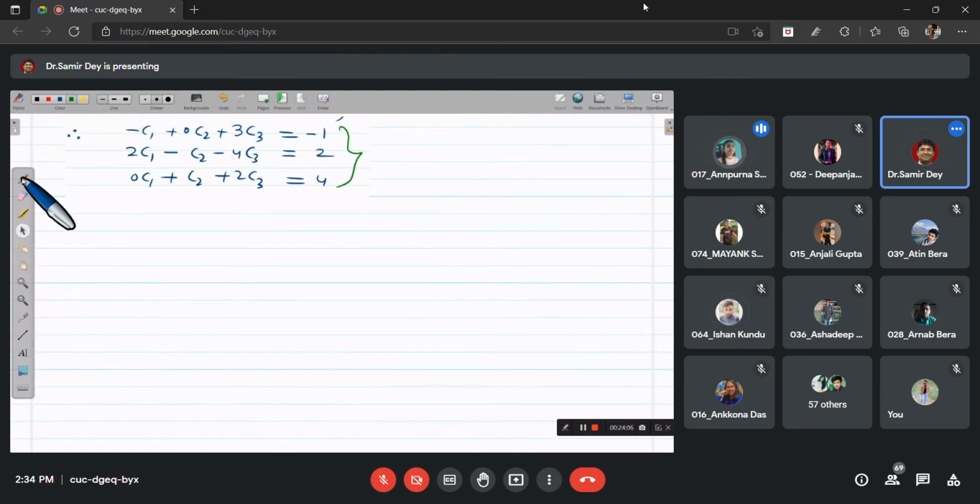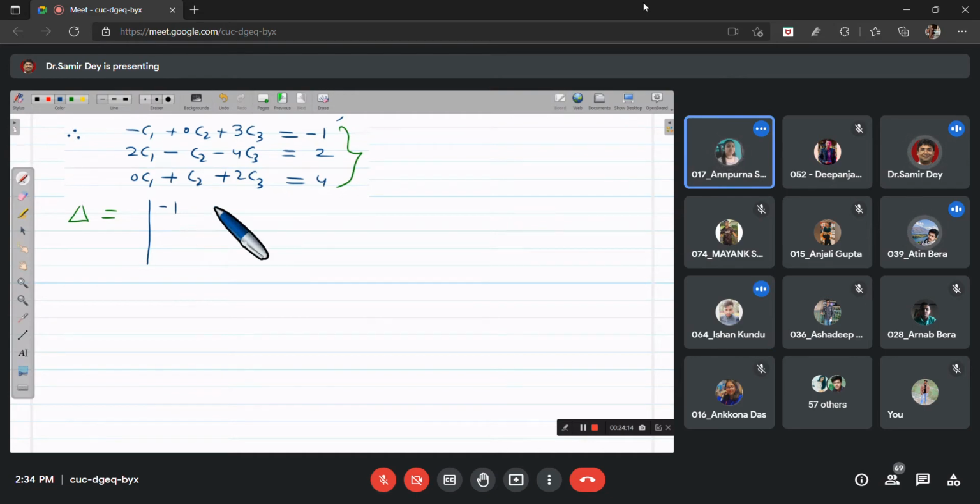Now anyone can tell me what is the value of del? -1, 1, 0, 1, 0, 3, 2, minus 2, 4, minus -1, -4, minus 4, 0, 0, 1, 0, 1, 2. Okay, now use your calculator, or you expand it and find the result.